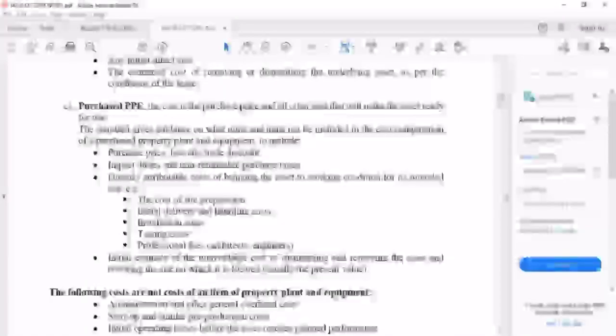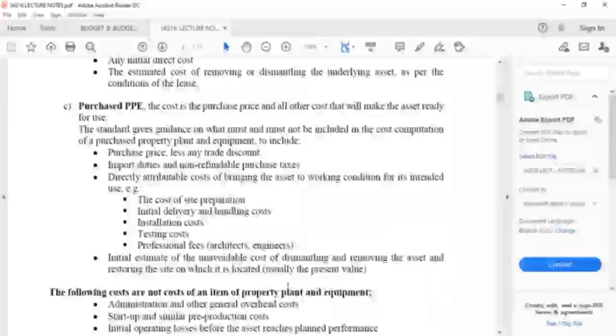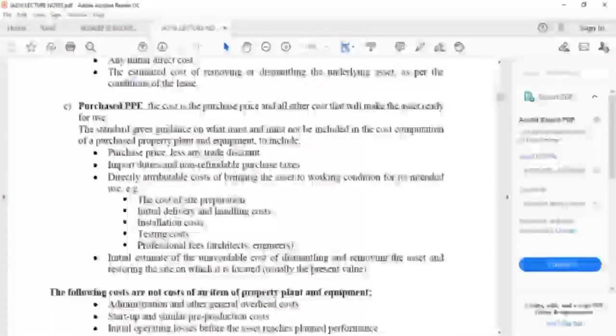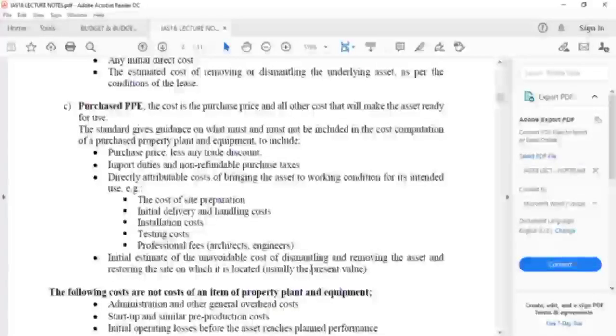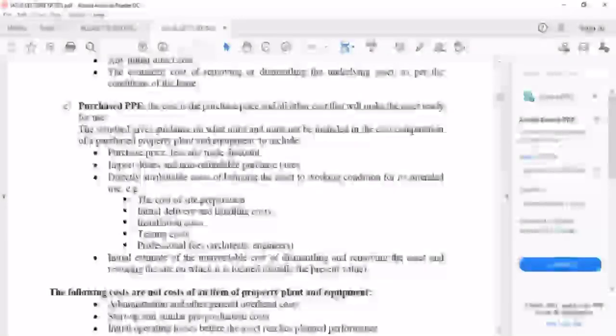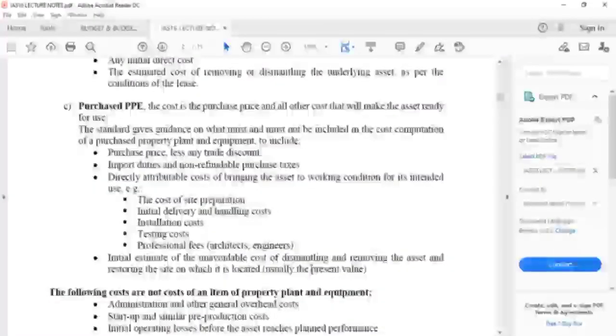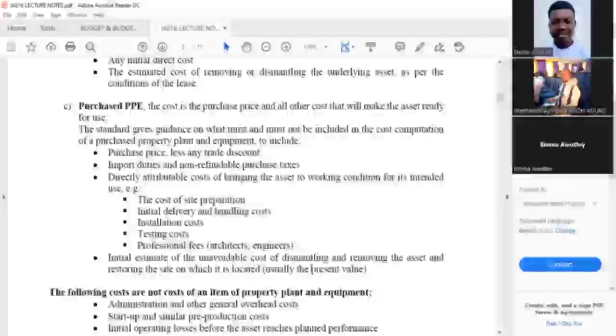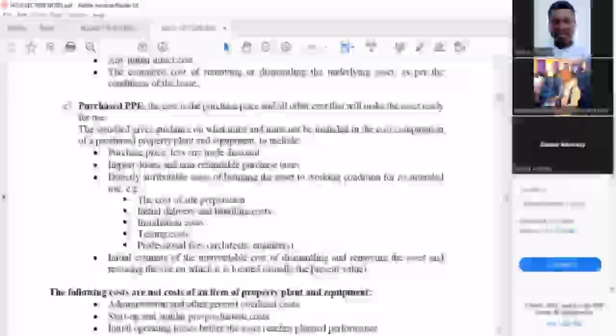Initial estimate of the unavoidable cost of dismantling and removing the asset and restoring the site on which it is located. This is covered under IAS 37 provisions, contingent assets and contingent liabilities. All right. So what will happen is that this course is basically for the petroleum companies and also the mining companies. You see, the mining companies, mostly the land will be given to them on lease, isn't it? Who normally leases the land to the mining companies? Is it the land commission? Yes. Okay, the land commission will give the land to them for a given period of time.